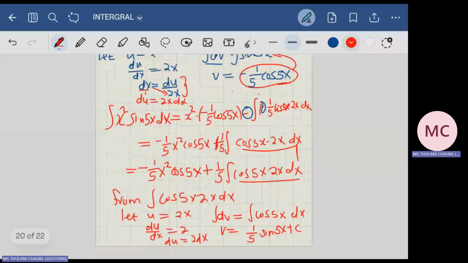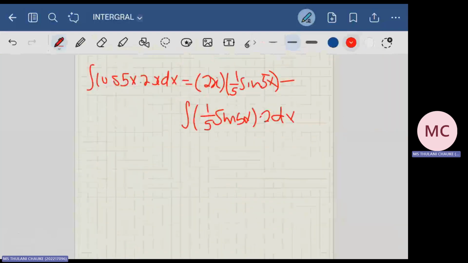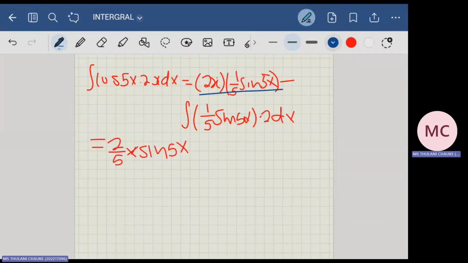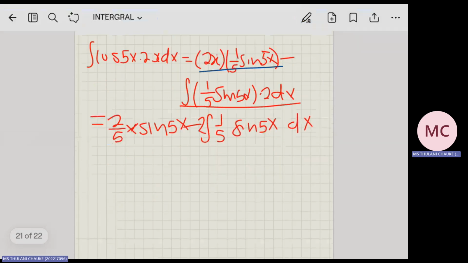So I know it's 2 dx, right? Then I simplify. The sine of 5x. When I simplify this one, then minus, and now I'm having that integral of 1 over 5 sine of 5x dx. So this is the answer, right? This answer, I'm going to put it here.